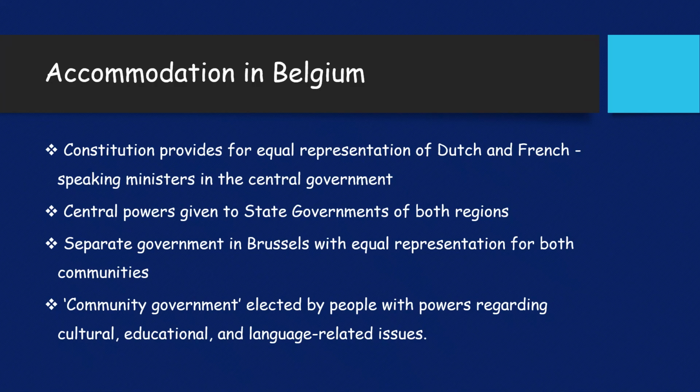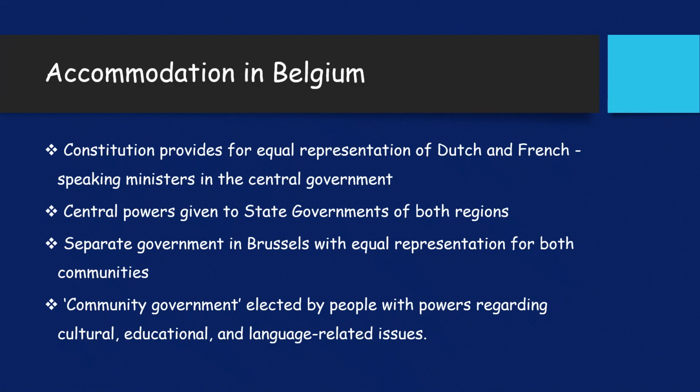Constitution provides for equal representation of Dutch and French speaking ministers in the central government. It was decided that both these communities, whether they were in minority or majority, the representation of the ministers will be equal. Second, some powers from the central government would be given to the state governments of both the regions.